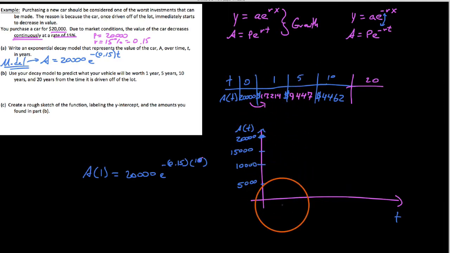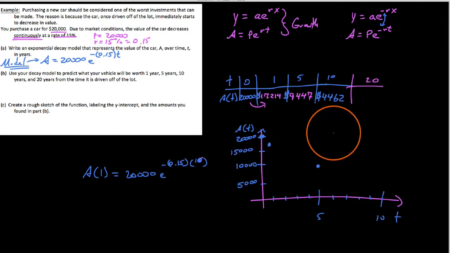After 1 year, just 1 year, we say 1, 2, 3, 4, 5, 6, 7, 8, 9, 10. We would say that it was worth about 17,000, a little bit less than 17,500. So it would be about right here. And then after 5 years, it was only worth a little less than 10,000, so it would be about right here, tracing it over. And after 10 years, only worth a little less than 5,000, so it would be about right over here.